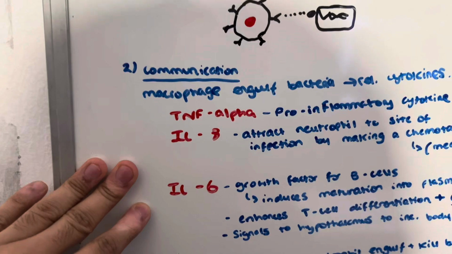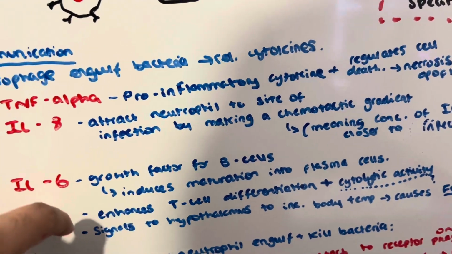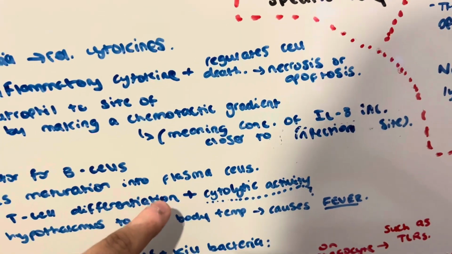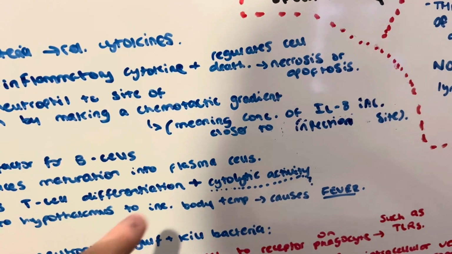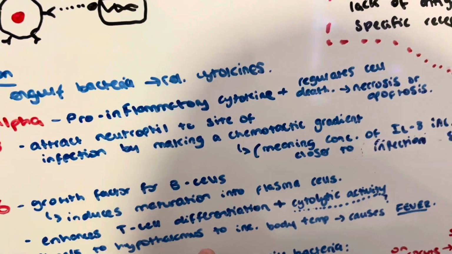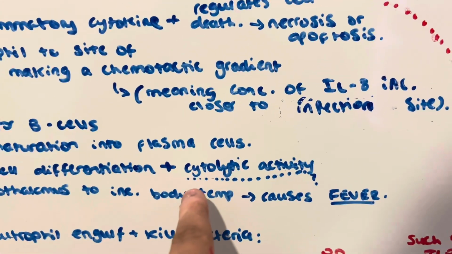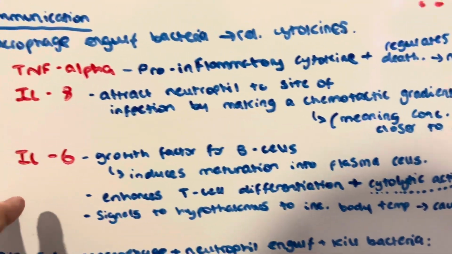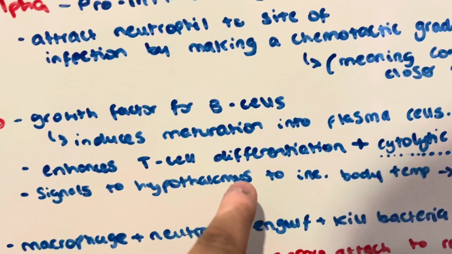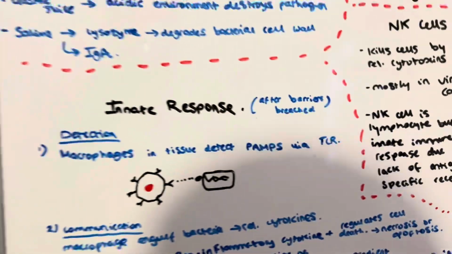Next, we've got our interleukin 6. Interleukin 6 is a growth factor for our B cells. So interleukin 6 would induce maturation into our plasma cells. Bear in mind, our plasma cells are involved with antibody production. Next, interleukin 6 would also help with enhancing T cell differentiation and cytolytic activity. I don't know what that word means. I'm guessing I'll find out later, inshallah. And interleukin 6 is also involved with a fever, as it signals to the hypothalamus to increase the body temperature, thus causing a fever.